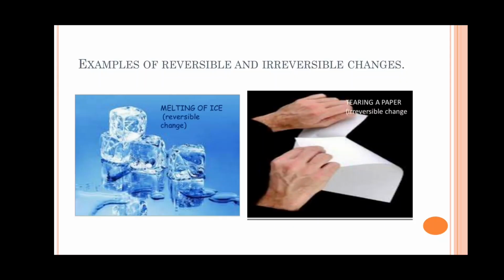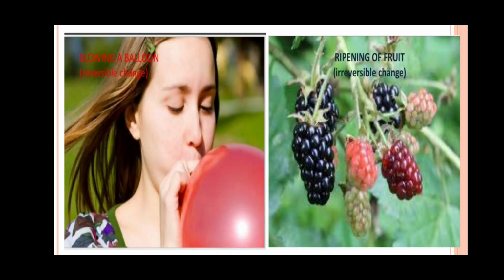Melting of ice is a reversible change. When the ice melts, it forms water, and water can directly be frozen to get ice again. Tearing of paper is an irreversible change. When we tear the paper into pieces, we cannot get the original form of the paper again. Blowing of a balloon is a reversible change, but if the balloon bursts, it is irreversible. Ripening of fruit is an irreversible change.